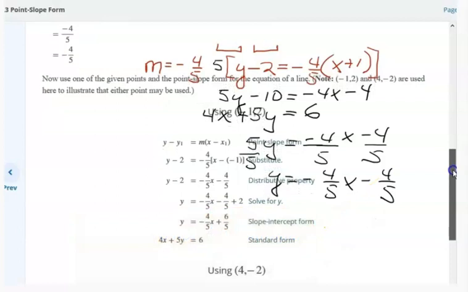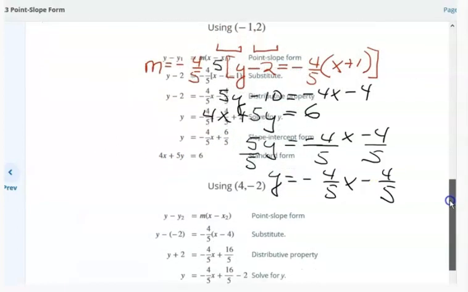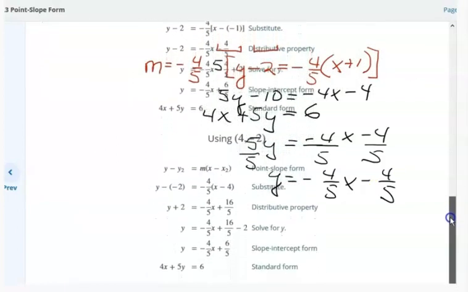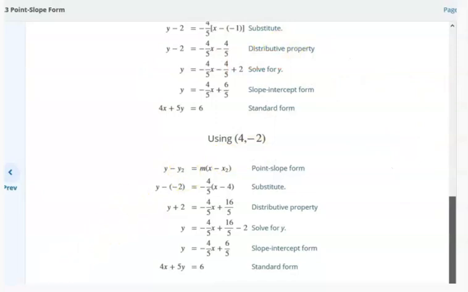Okay, now the book is also using the other point, and it comes out the same. So you can have a choice of points here that you use. All right, let's go on.